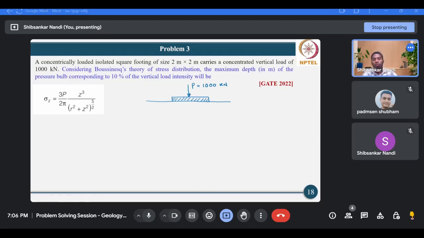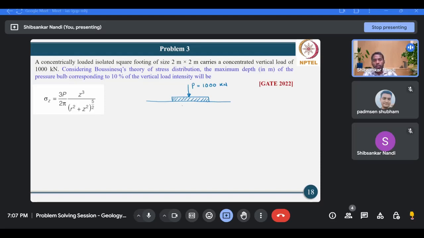Now, what will happen? The soil immediately beneath this footing will be highly stressed, and as you move to a greater extent away from this loading zone, the stress will gradually diminish.